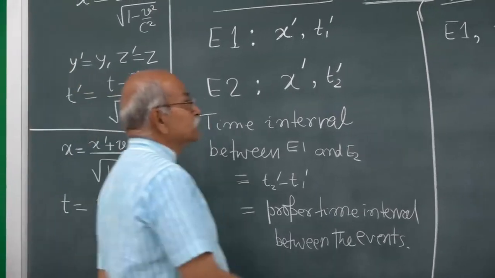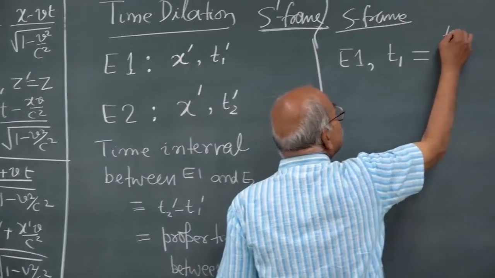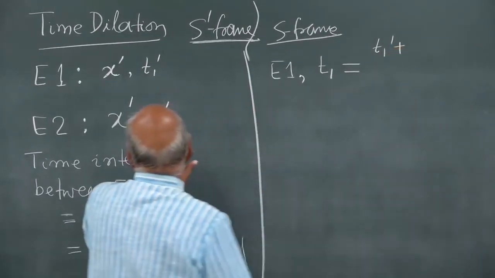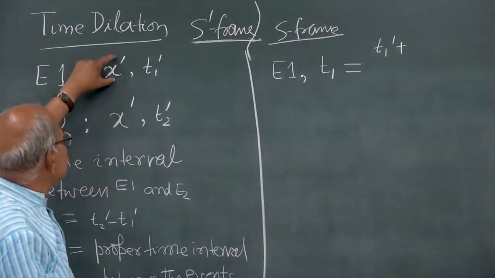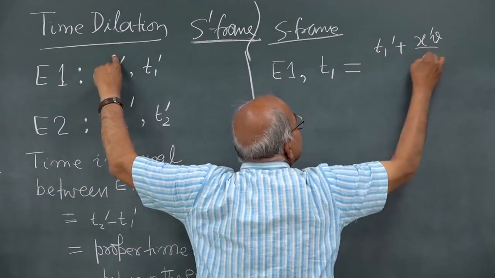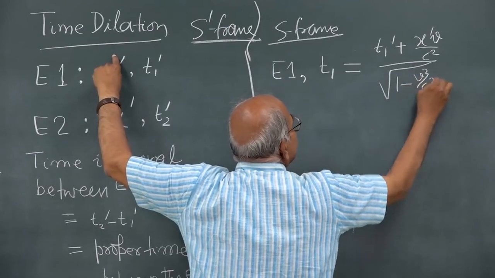So, t1 is equal to t1 prime plus x prime into V, so x prime for E1, into V by C square, divided by the square root of 1 minus V square by C square.